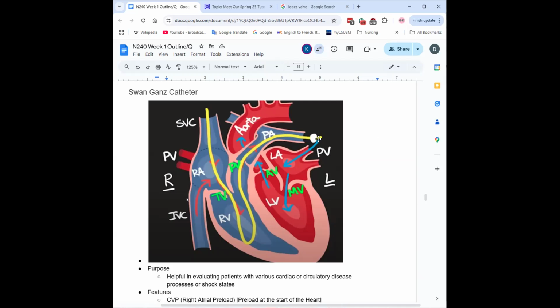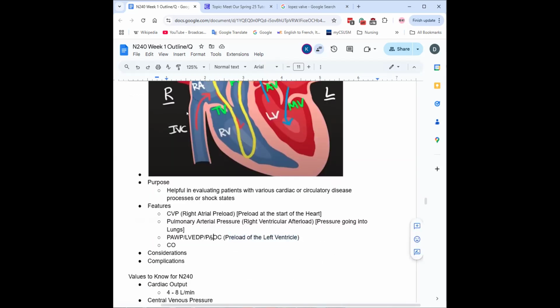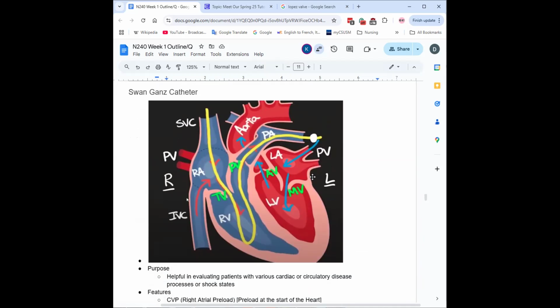But when the balloon is inflated, and that's one of the things you can do, you can inflate the balloon to create that occlusion, hence why it's called the occlusive pressure or the wedge pressure. What that leads to is essentially once that balloon is inflated, the catheter is taking the pressure readings from everything that goes past the balloon. So it starts ignoring everything below it, everything behind it.